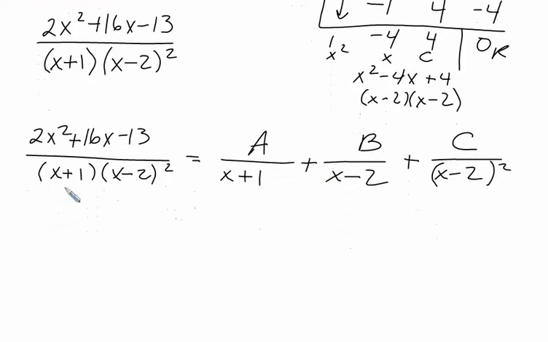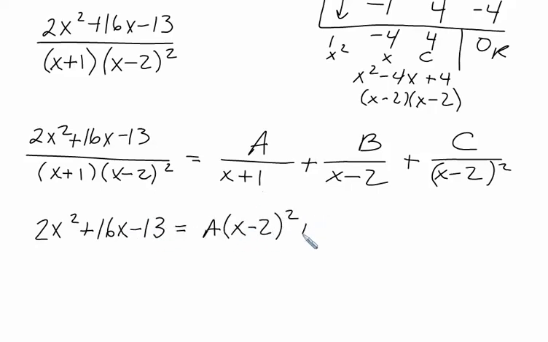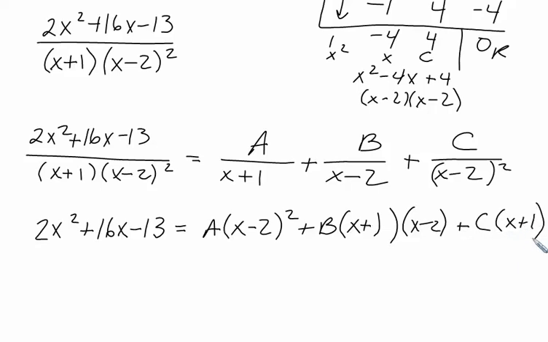And then what we do is we multiply through by the entire denominator on the left, which is x plus 1 times x minus 2, the quantity squared. And that's going to get us a new equation that we're going to work with. So this is going to be A times x minus 2, quantity squared, plus B times x plus 1, x minus 2, plus C times just the x plus 1.